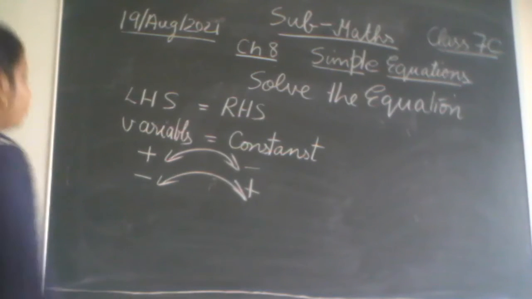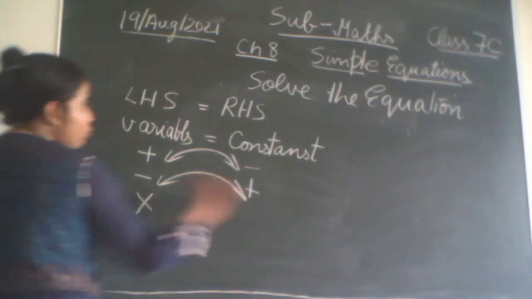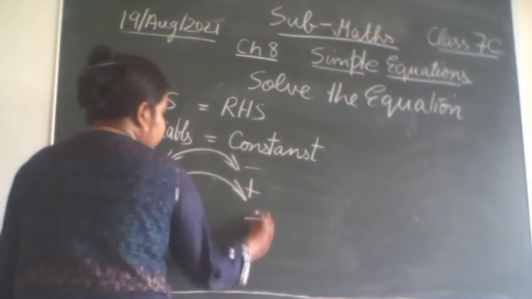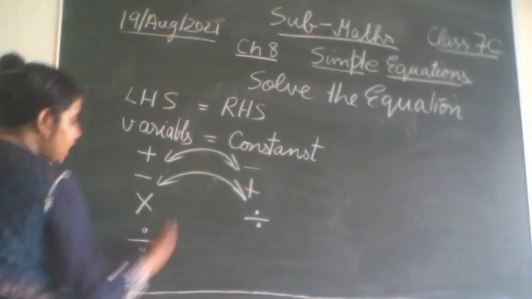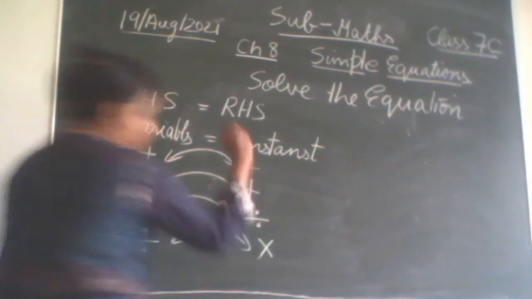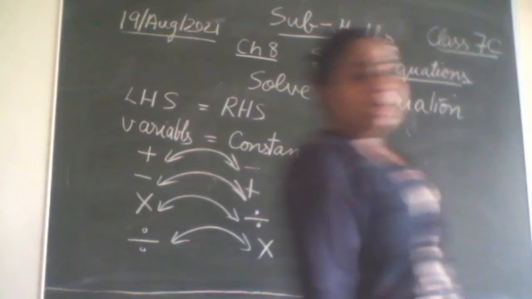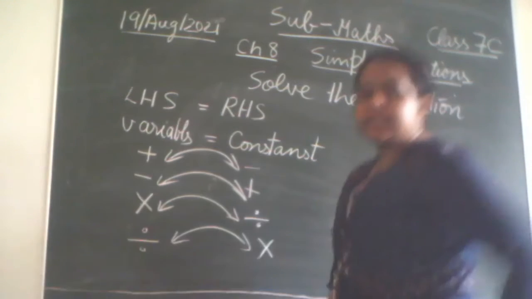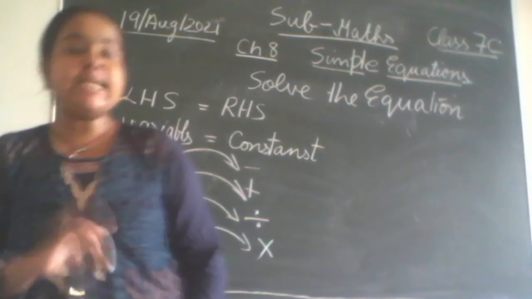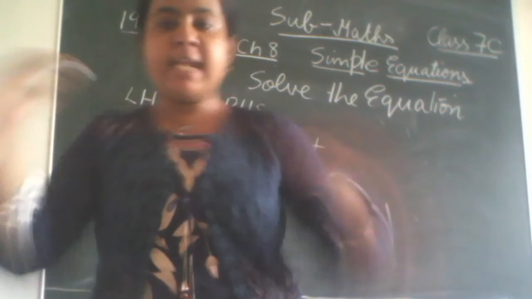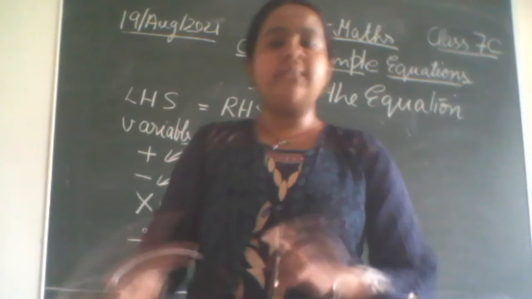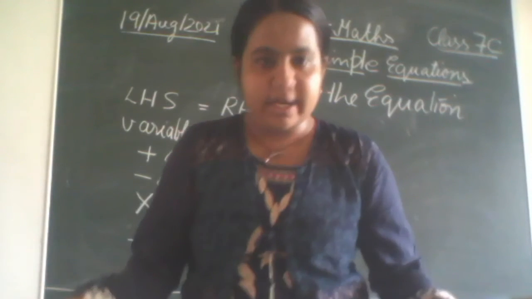When a multiplication sign goes to the RHS side, what happens? It becomes divide. And when a divide goes to the RHS side, what happens? It becomes multiplication. If the whole equation is taken to the other side, what happens? No change. If we interchange the LHS with the RHS, there is no change.